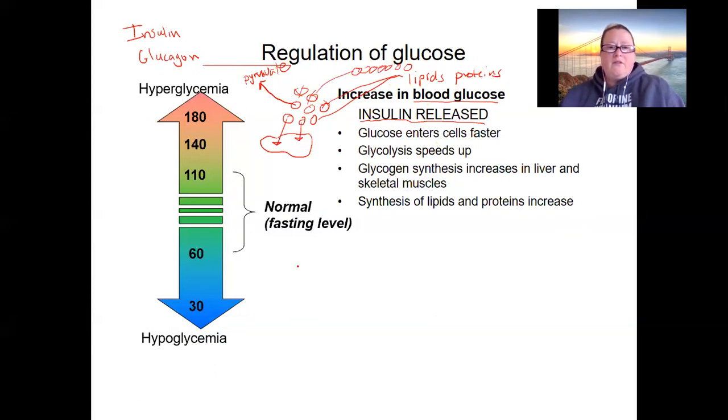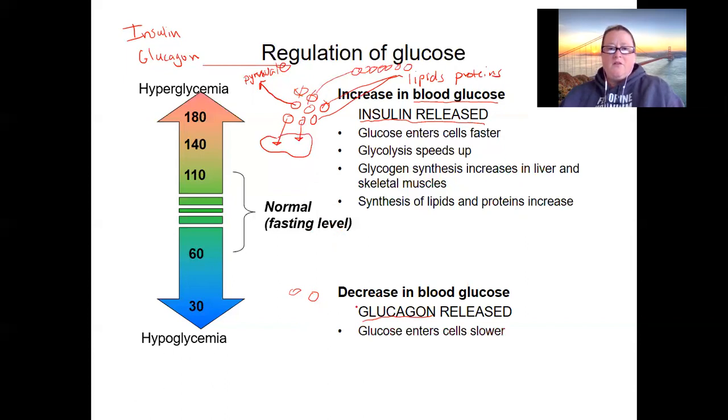Now, when our blood levels get too low, and I'm just going to have like 2 glucoses there, so not a lot, we get a decrease in our blood glucose. It is called hypoglycemia, and it releases a hormone called glucagon. What glucagon does is it kind of stops or eliminates the glucose from entering cells, so it slows it down.